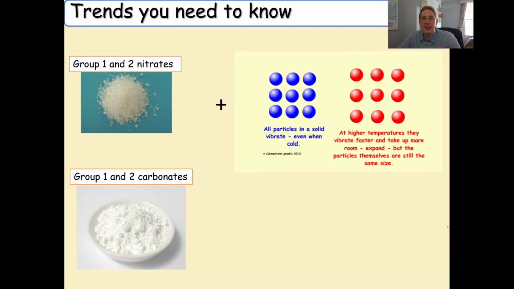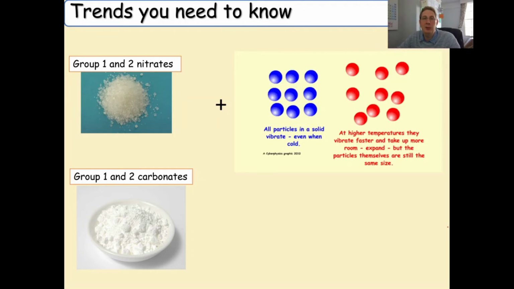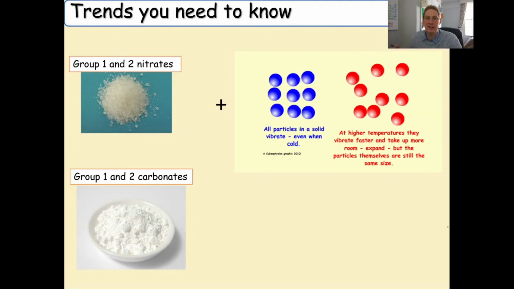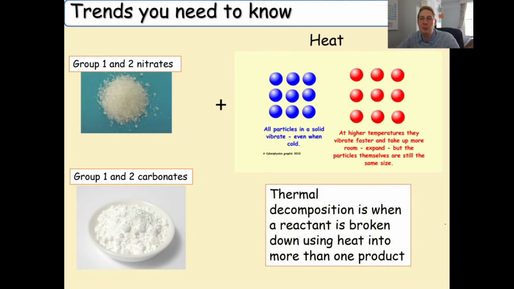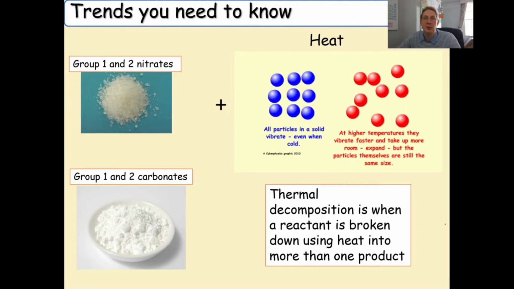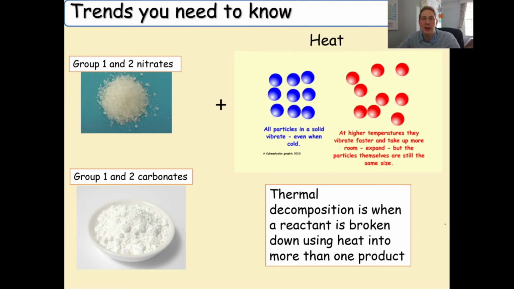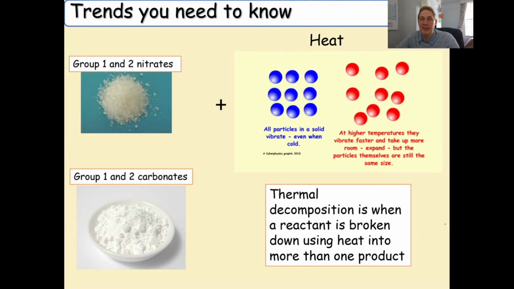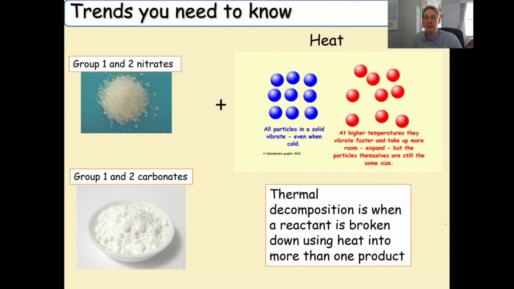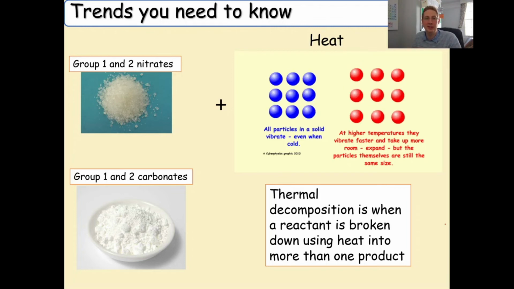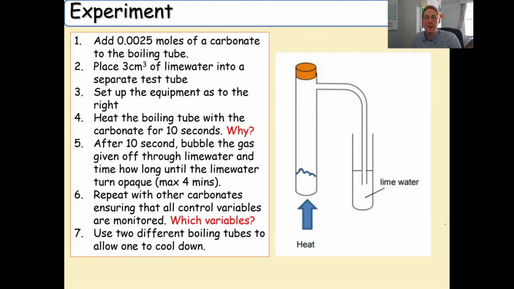You do need to know more trends than just the solubilities. You need to know what happens when you heat the group 1 and 2 nitrates and carbonates. And we looked at thermal decomposition. That's when you break down a chemical into simpler chemicals using heat. So thermal decomposition is when a reactant is broken down using heat into more than one product. No other reaction going on, it's just a particular chemical falling apart.